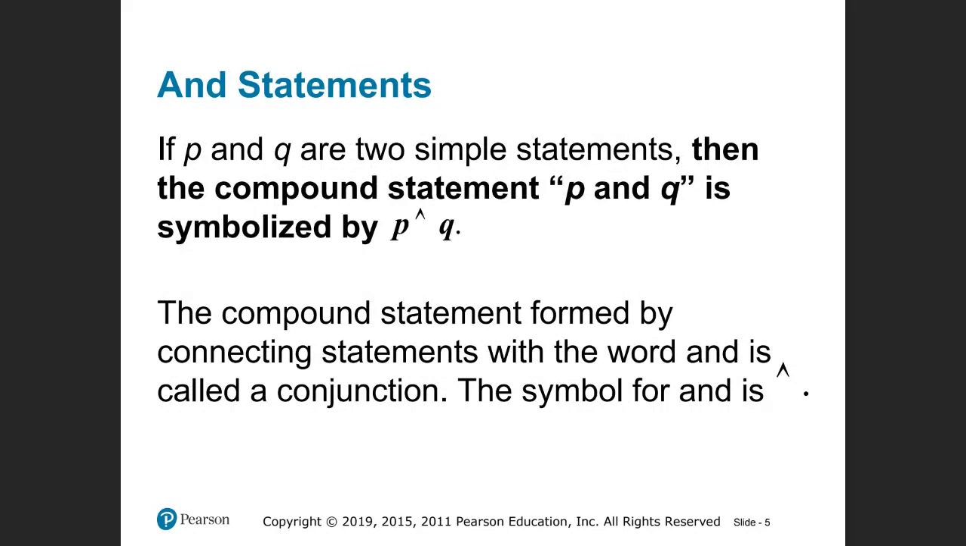First, we're going to look at and statements. If P and Q are two simple statements, then the compound statement P and Q is symbolized by P, a little caret pointing upward, Q. The compound statement formed by connecting statements with the word and is called a conjunction, similar to what you have learned in English, and the symbol for and is a little caret pointing upward.